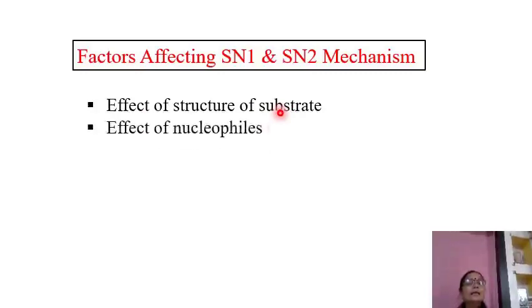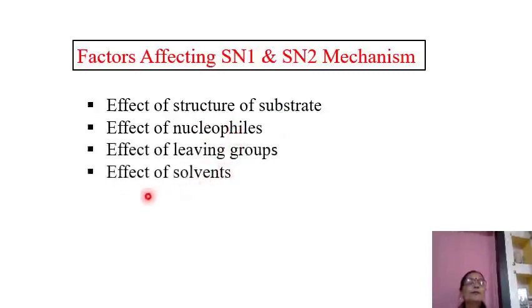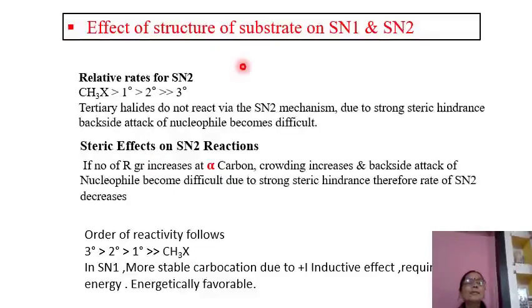Second factor is the effect of the nucleophile. Third important factor is the effect of the leaving group. And fourth factor is the effect of the solvent. Thus, these four factors, again I will repeat: effect of the structure of the substrate, effect of the nucleophile, effect of the leaving group, and effect of the solvent. All these four factors affect the rate of SN1 and SN2. How it affects it, let us see, students.